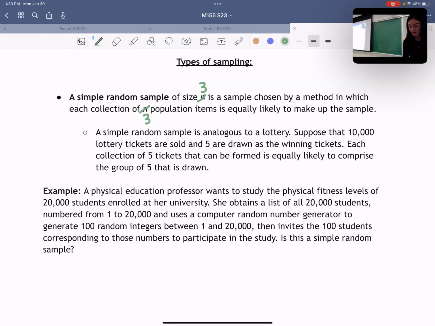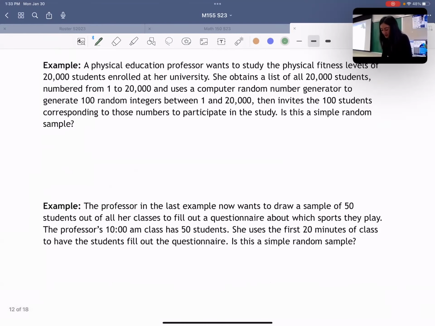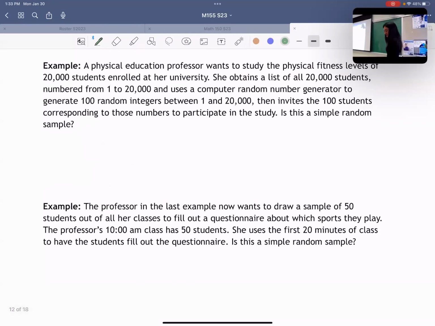So I think I'm going to go a little bit overkill here. You're going to think I'm trying to trick you, but I'm really not. Let's just go through a few examples of whether something is a simple random sample or not. We have a physical education professor. She wants to study the physical fitness of all the students at our university. There's a lot, 20,000. So she obtains a list of all 20,000 students, numbers them from 1 to 20,000, uses a random number generator to generate 100 random integers between 1 and 20,000, and then gets them to answer the questionnaire. Who thinks this is a simple random sample?